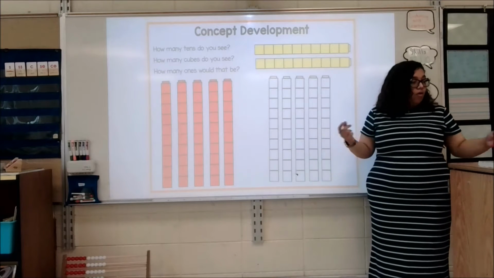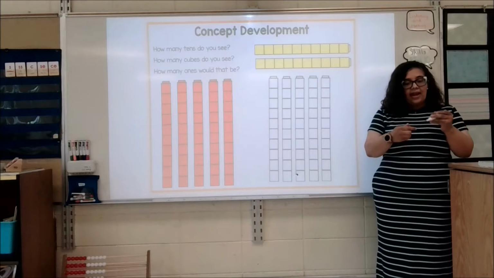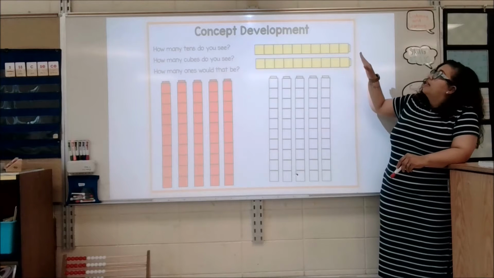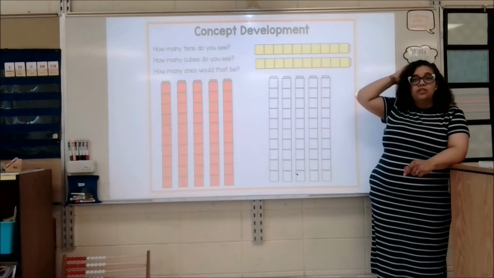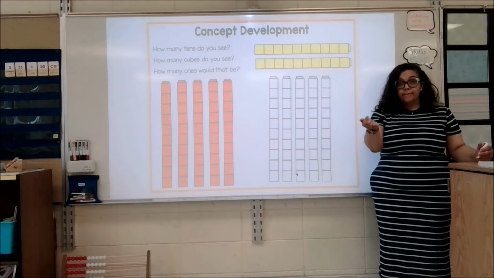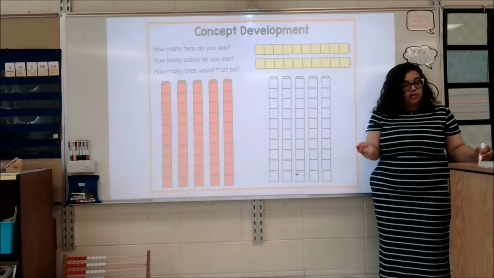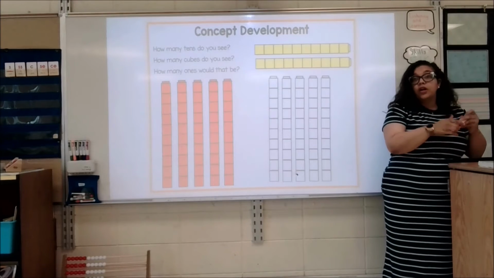No, I can count on. Good. So knowing that I have 10 10s, let's count by 10s. 10 10s, 11 10s, 12 10s. 12 10s has a value of 120. Good job. Yes, 12 10s is equal to 120.